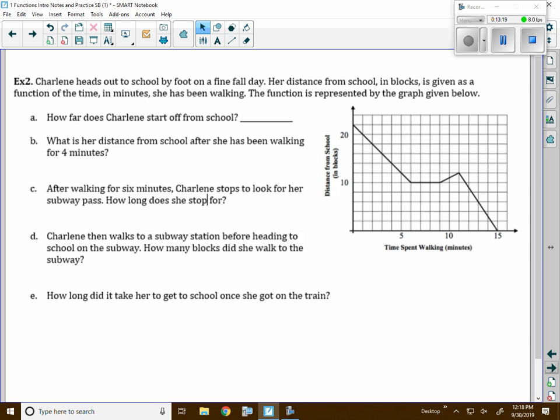Okay, we're going to do a kind of a word problem here. We've got Charlene, and she heads out to school by foot on a fine fall day. Her distance from school is in blocks. It's given as a function of time.